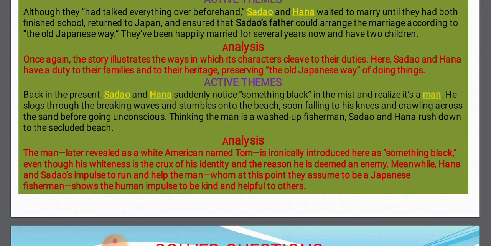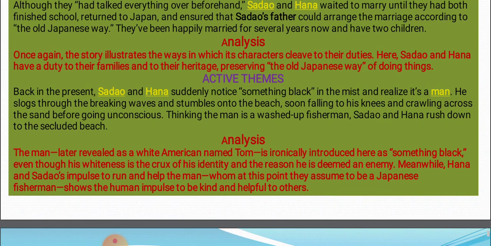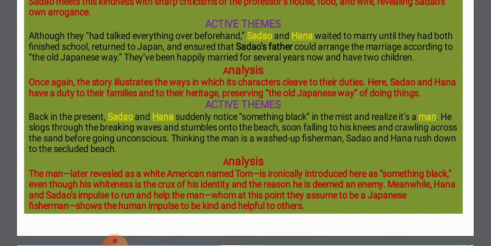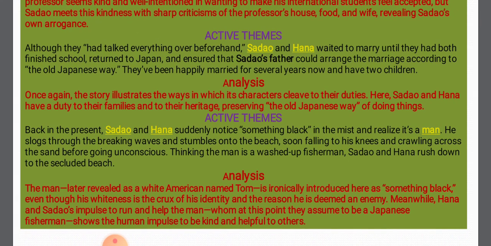So, analyzing this: the man later revealed as a white American man, his name was Tom, is ironically introduced as something black, even though his whiteness is the crux of the reason he is deemed an enemy. Meanwhile, Hana and Sadao's impulse to run and help the man, whom they assumed to be a Japanese fisherman, shows the human impulse to be kind and helpful to others. At first they thought it could be a fisherman, isn't it? But finally they could guess that it was a wounded American soldier.